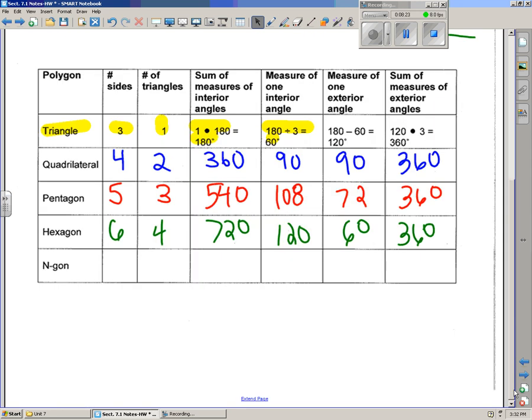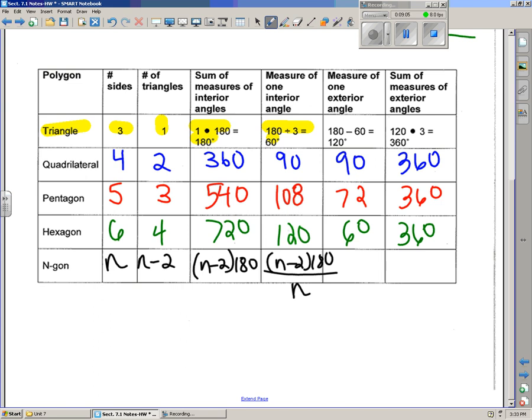And the first one says, depending on the number of sides, we're talking about an n-gon now. If there are n number of sides, how do you get the number of triangles? Well, we went from 3 to 1, 4 to 2, 5 to 3, 6 to 4. Every time we found triangles, we took the number of sides and subtracted 2. If we wanted the sum of the interior angles of that polygon, we took the number of triangles, n minus 2, and multiplied that by 180. If we wanted the measure of one of those angles, we took the entire sum, n minus 2 times 180, and divided it by n.